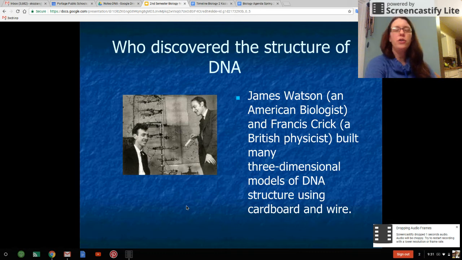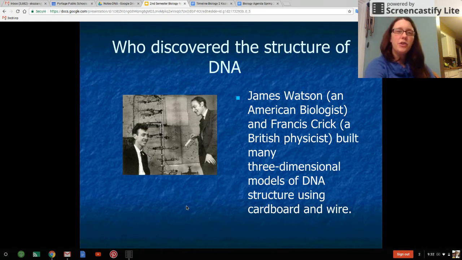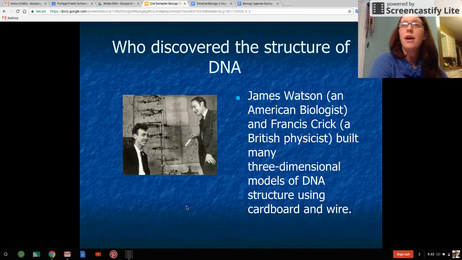We already knew from previous experiments, like Hershey Chase, that there was some type of genetic material inside the cell, and that it was in the nucleus. We knew that traits were passed down from parents to offspring, but we didn't know exactly how it was structured. Being able to find out that structure and how to read it would give us a better idea about what makes up all the different traits in all living things. So Watson and Crick were working on figuring that out.